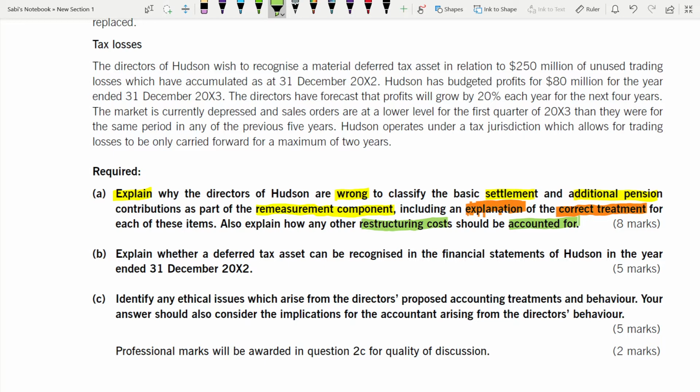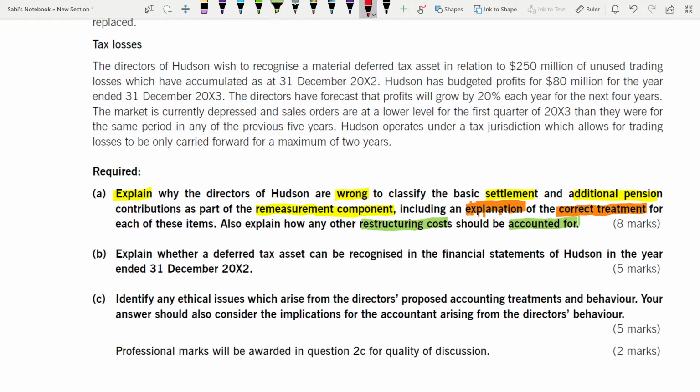And when you answer such requirements where you have more than one in a single requirement, answer one by one. First, finish the yellow part. Next, think about the orange, and then think about the green part. Now coming to part B. Explain whether a deferred tax asset can be recognized in the financial statements of Hudson in the year ended 31st December 2002. For 5 marks.